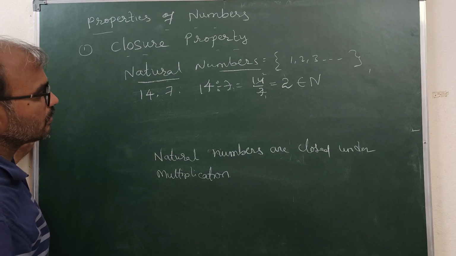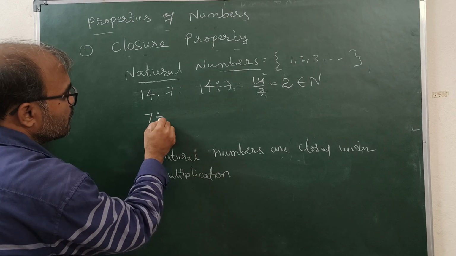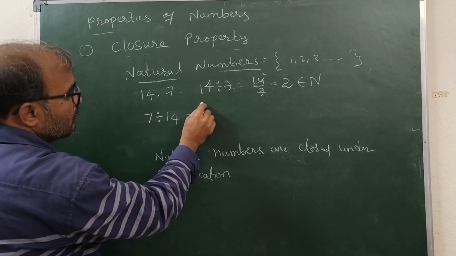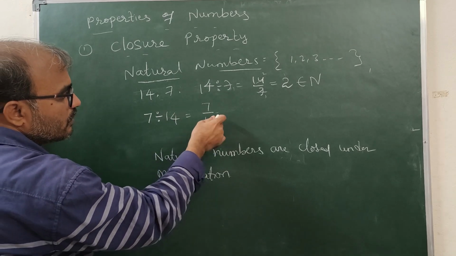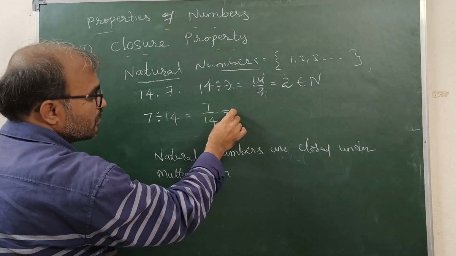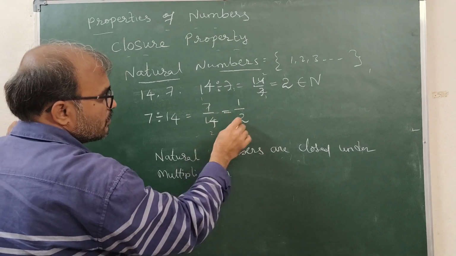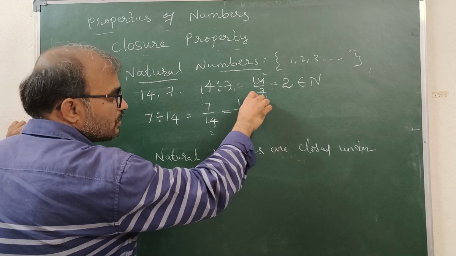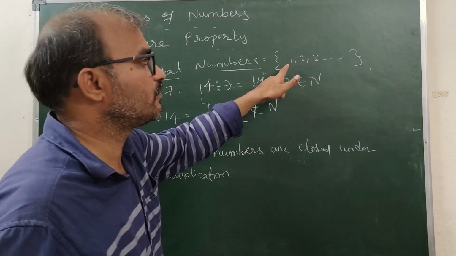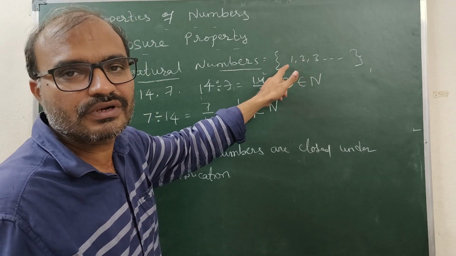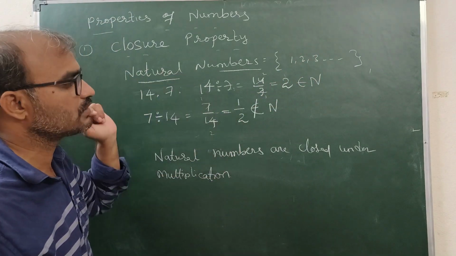Right? Now, what if I do 7 divided by 14? You have to do it like this. 7 divided by 14 means 7 in the numerator, 14 in the denominator. So 7 by 14 is half. Half is not in the set of natural numbers. They are all full numbers, counting numbers. We use 1, 2, 3, 4, 5 only. There are no parts in the set of natural numbers.